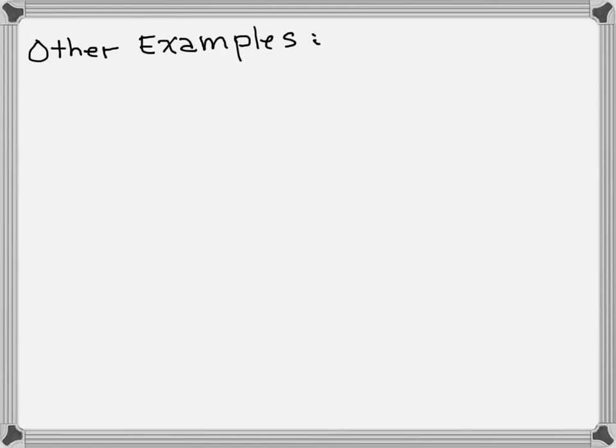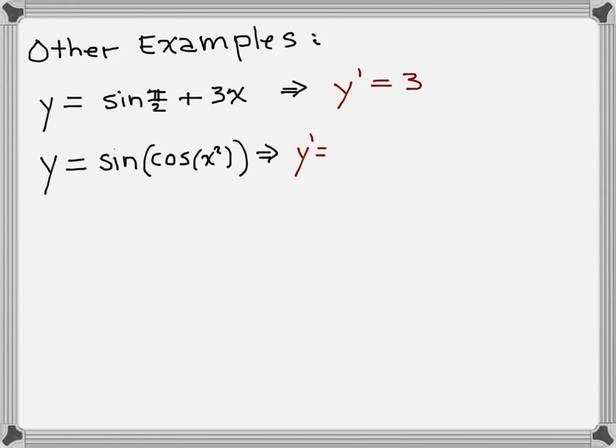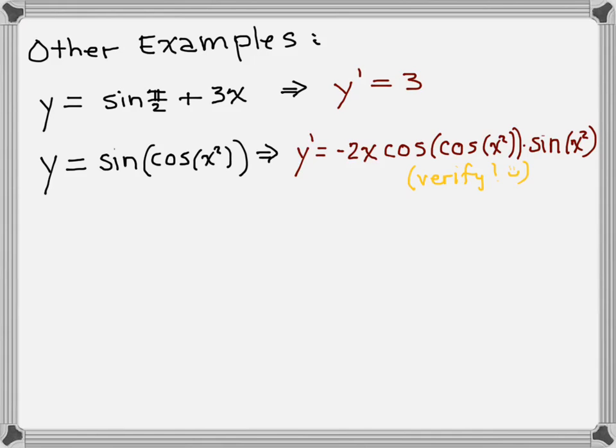Here are some examples to watch out for that are a little deceiving at first glance, so let's look at them. The derivative of this is, hopefully you see, just 3. Sine of pi halves is a number. You should know the number, but in any case, even if you don't know the number, you just know that it is a number and that the derivative of it is just going to be 0. So that simplifies down to that derivative. What about this one? This one is definitely a composition. It's the sine of the cosine of x squared, and if you practice chain rule, you'll see that you'll get this as the result. So you should verify that for yourself.